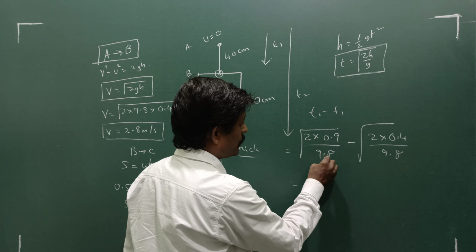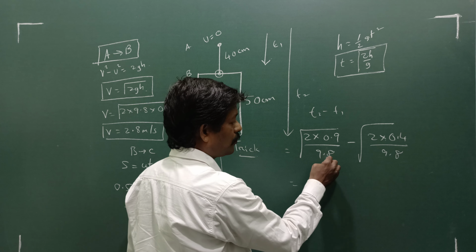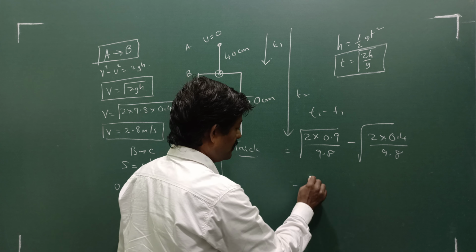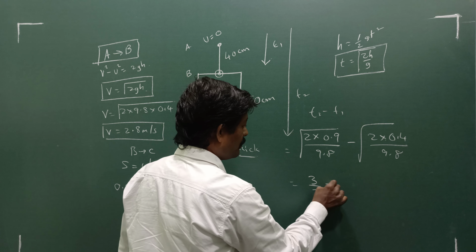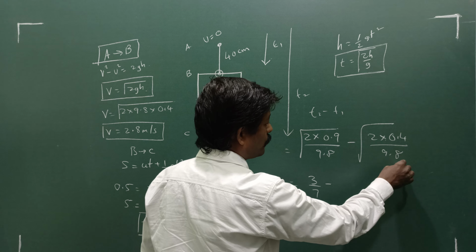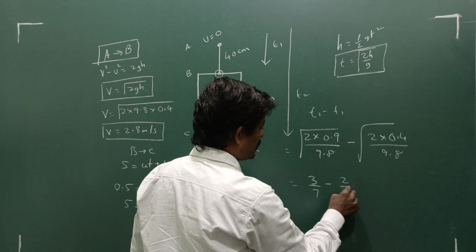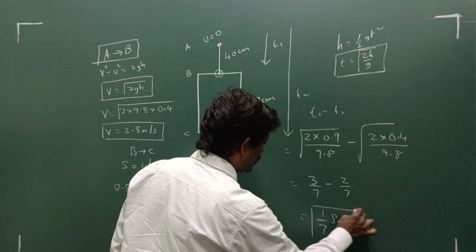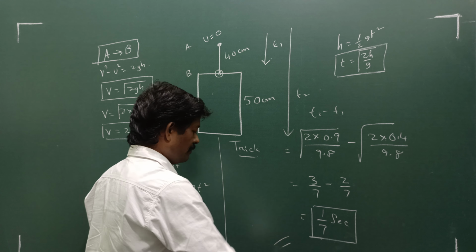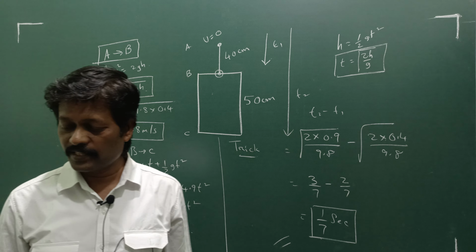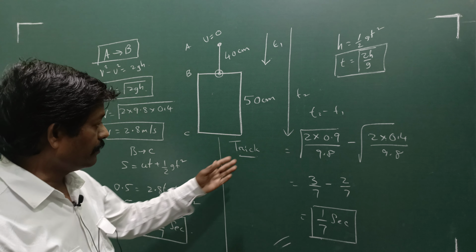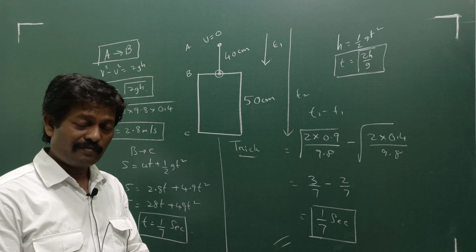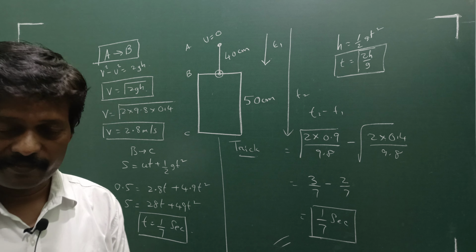So this goes root of 4.9 times 0.9 by 4.9 multiplied with 10, that is 3 by 7, minus again 0.4 by 4.9, that is 2 by 7. This comes to 1/7 second. So a wonderful point here. We got the answer in a few seconds and we have avoided all the quadratic equation. We'll come back with some more tricks. Good luck.